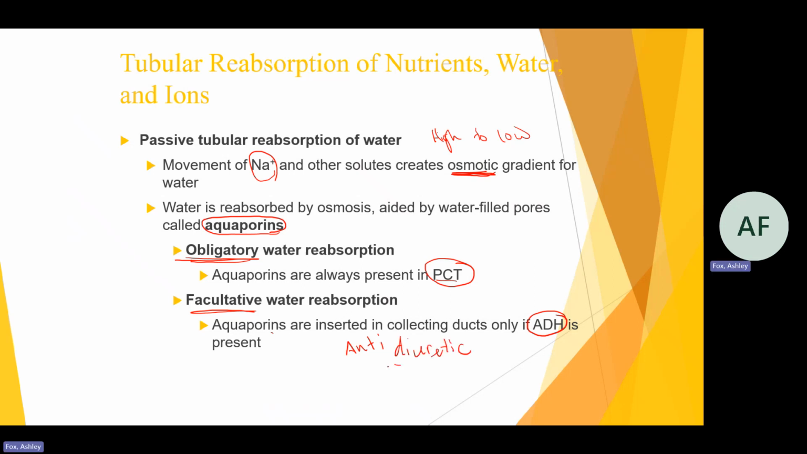So antidiuretic. Again, hormone, it's the anti-pee. So you want to decrease your urine volume, which is to increase the concentration of your urine. So how do you do that? You increase your water reabsorption. So when ADH is around, it causes more aquaporins to be around. More aquaporins means more water able to move.